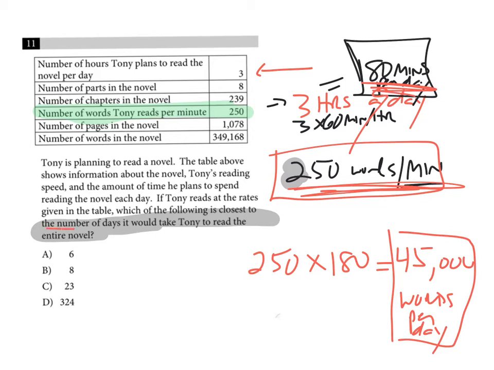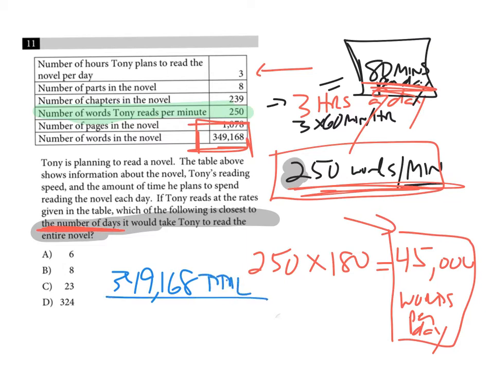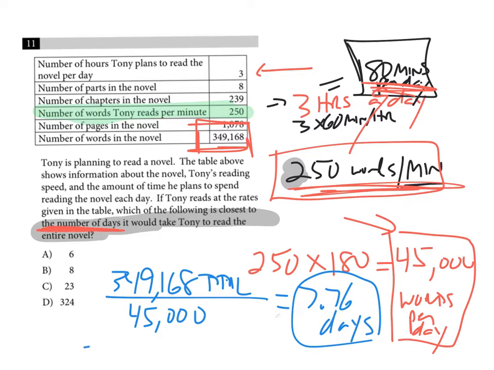And that's going to be important because the question says, what is the number of days it will take him to read the novel? So this is a key number in the question. Well, in this case, they tell you that there are 349,168 words in the entire book. So this is the total, and he's reading 45,000 words per day. If I divide those two values, it's going to be about 7.76 days of reading. So it says, which of the following is closest to the number of days? Here my answer is going to be letter B for 8 days.